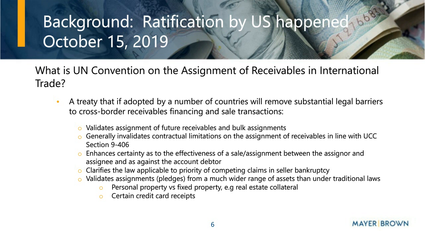It clarifies the law that's applicable to priority of competing claims in a seller bankruptcy, such that the law of the residence of the seller will apply. Please note also that a receivable under the convention is any contractual right to payment, and it can arise and be generated from a much broader range of assets than under traditional law. For example, a receivable can arise from real estate and also in the consumer purview, including certain credit card receipts.